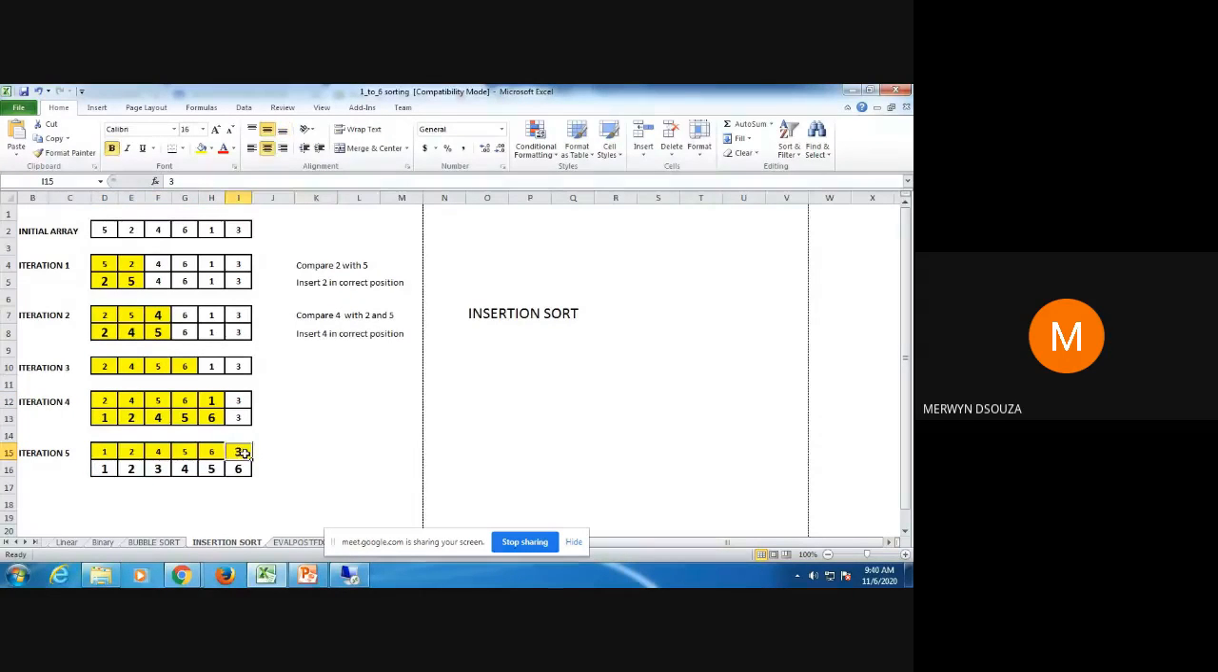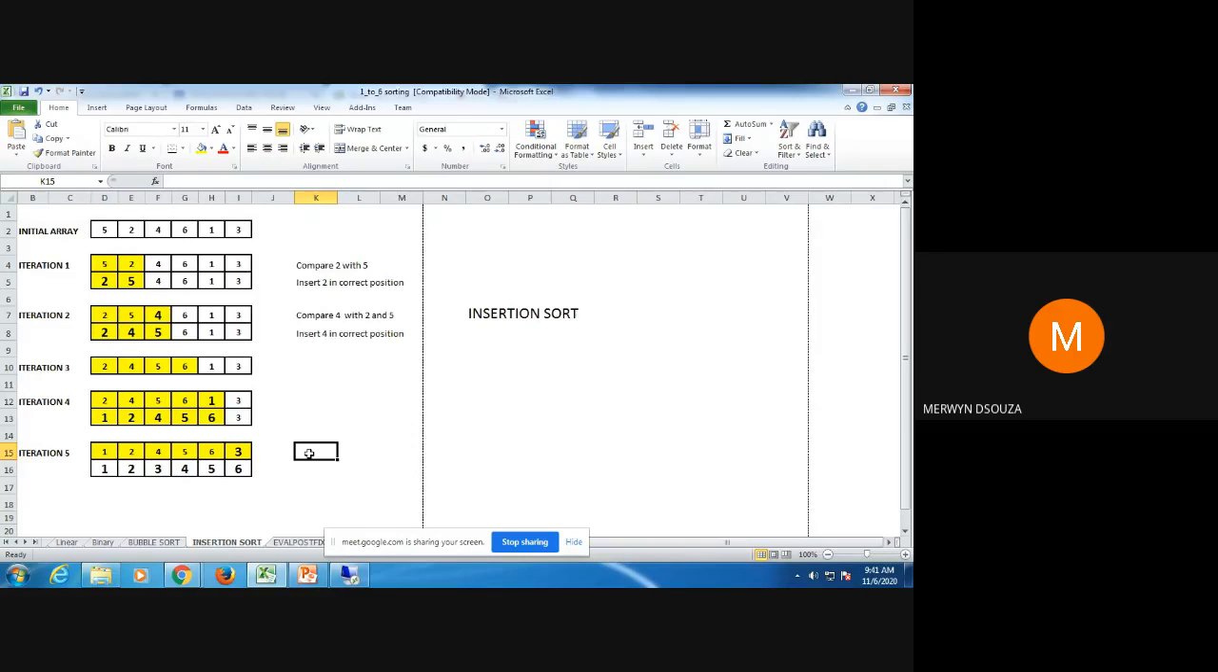When I get this new element, I insert it into its proper place. So I take this three and I insert it into the third position. When I insert it here, the remaining elements are shifted to the right. So at the end of my 5th iteration, here is where I get the proper sorted array.